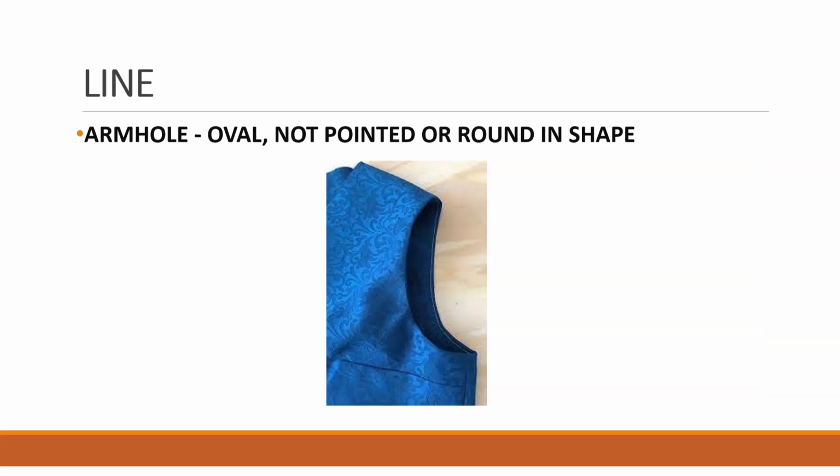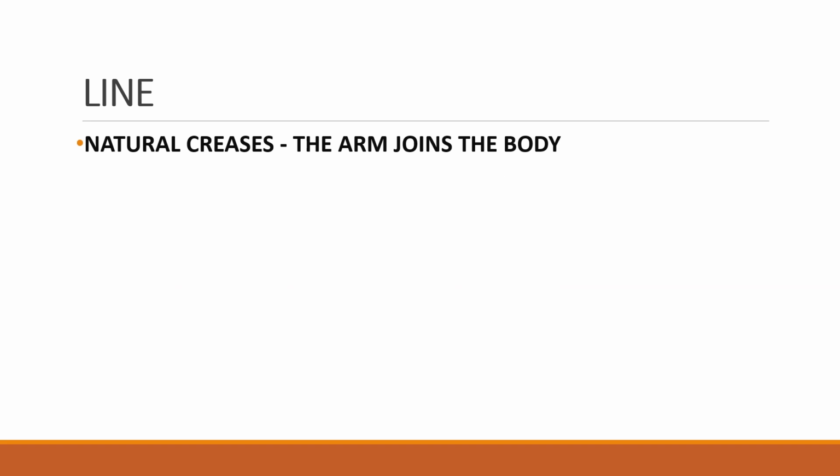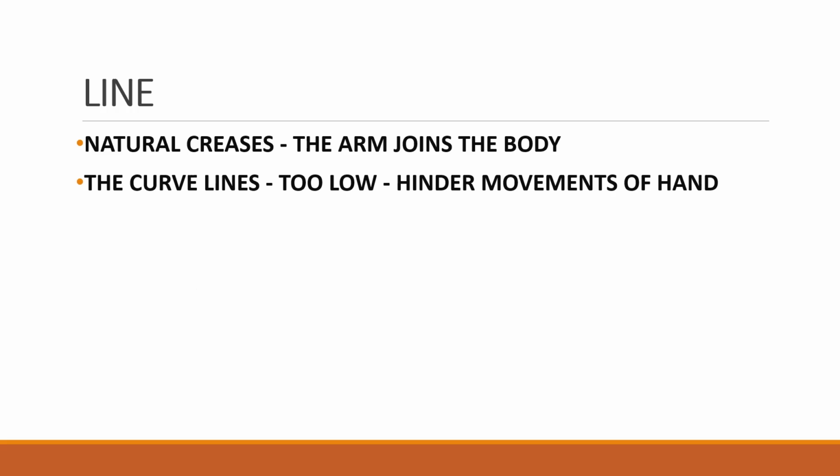So those are the important properties of the particular armhole line. It also talks about the natural creases where the arm joins the body. If the curved line is too low, then it will hinder the movements of the hand.